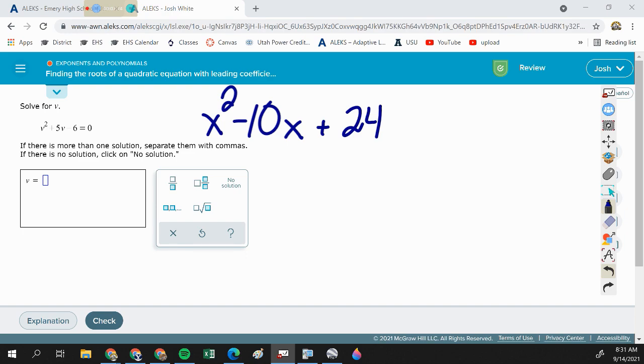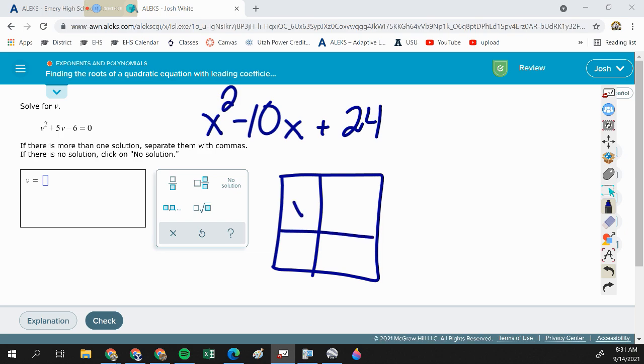Same idea. I draw the box. X squared, 24. What's the next step? Multiply those together. 24 x squared. Then I write down everything that goes into 24.